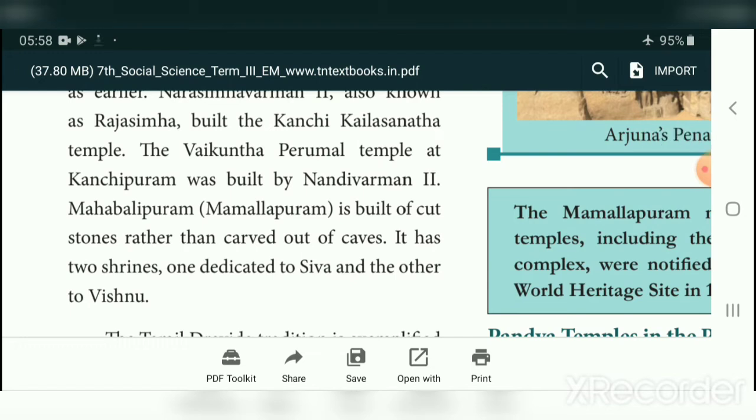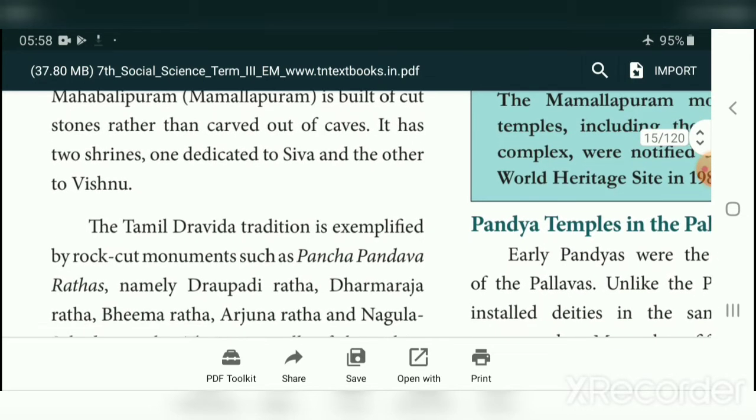Mahabalipuram, otherwise called Mamallapuram, is built of cut stones rather than carved out of caves. It has two shrines. Two shrines means two Garbhagrihas. One was dedicated to Lord Shiva and another to Lord Vishnu. So this temple has two Garbhagrihas. One was dedicated to Lord Shiva, and in the other Garbhagriha, there was a Vishnu statue.